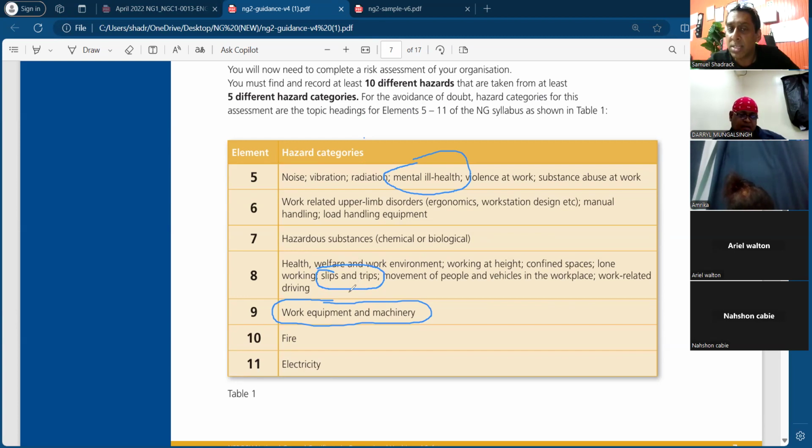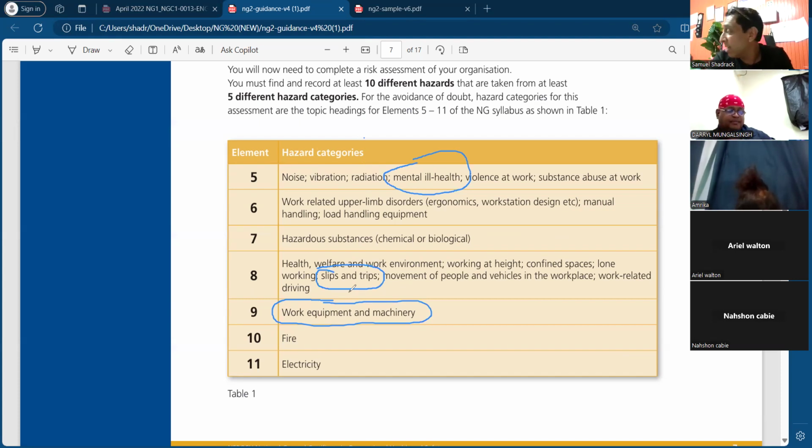What's the name of the category? I just circled it there: slips and trips. Yeah, but people just put slips, trips, and falls, and it will be wrong because there is no fall in this one. You all see that catch? NEBOSH says slips and trips. When they say jump, jump. They say slips and trips, you say slips and trips.